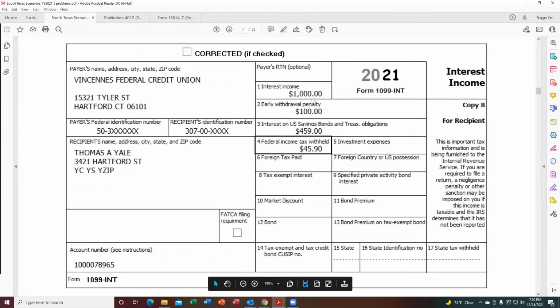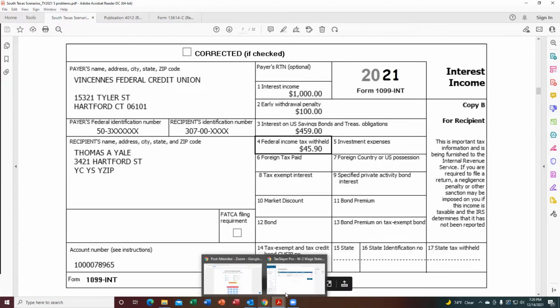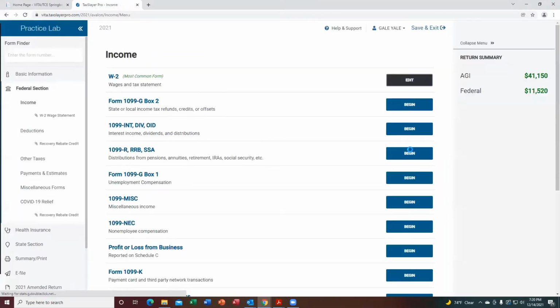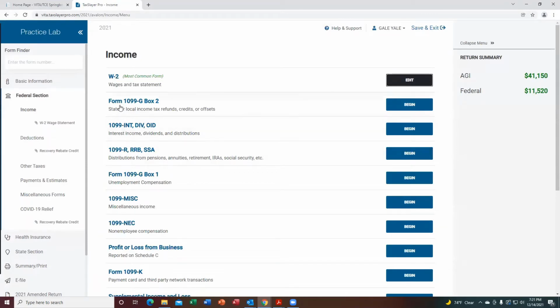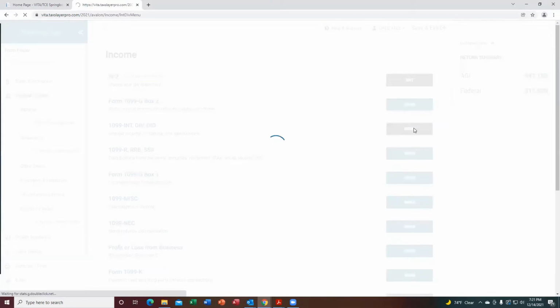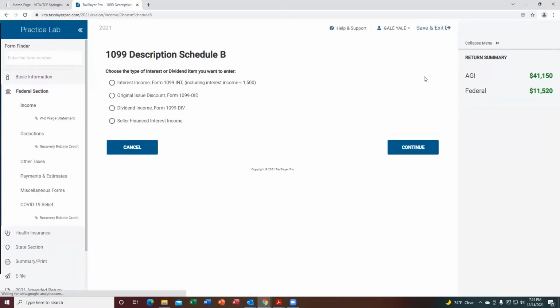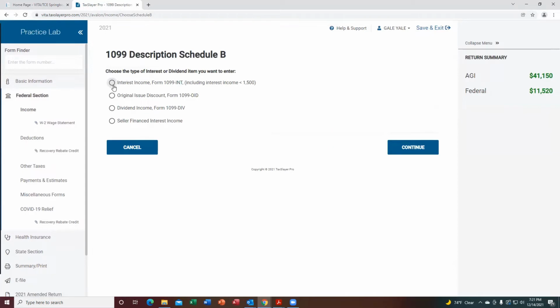Okay, the next one is interest income. Again, 1099-INT. Focus on the form that you have at hand. The site will give you that information as well, so you have an idea where to enter the information. So we continue. And if you notice, here's your 1099-INT. That's your interest, so we'll enter here. The one at the top, interest or dividend income, the very first one.